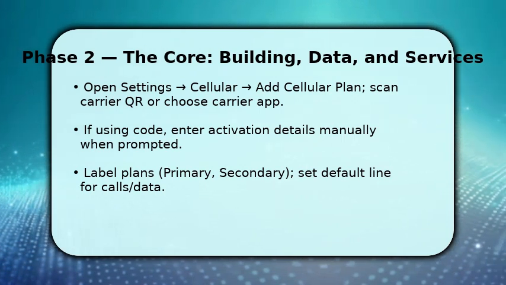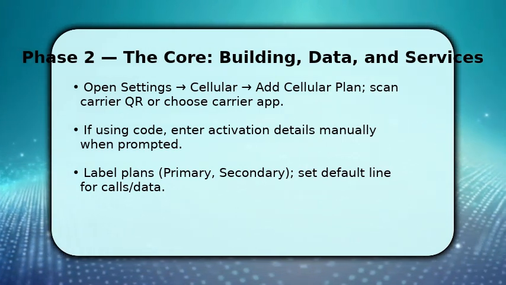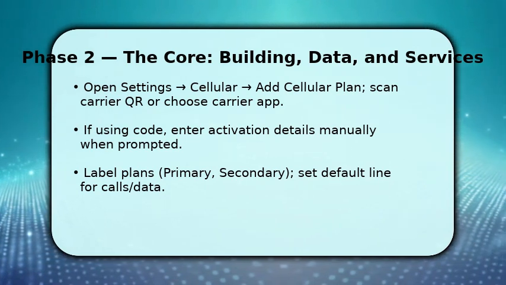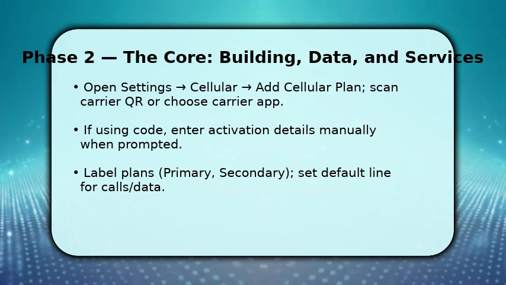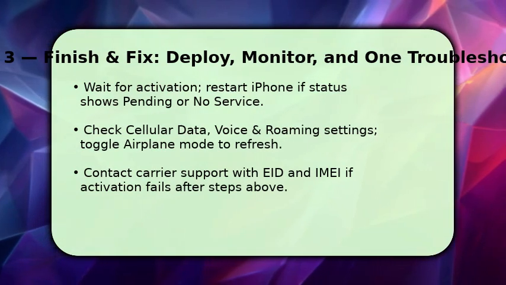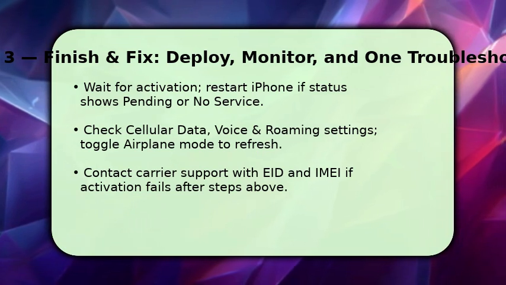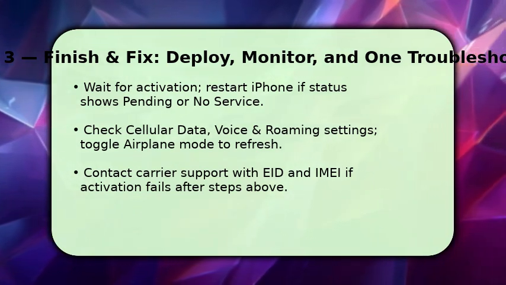Once the plan appears, label it and select which line is default for calls and cellular data, so you control billing and usage. Finish by waiting for activation to complete. You'll see the carrier name and signal bars in the status bar when done.